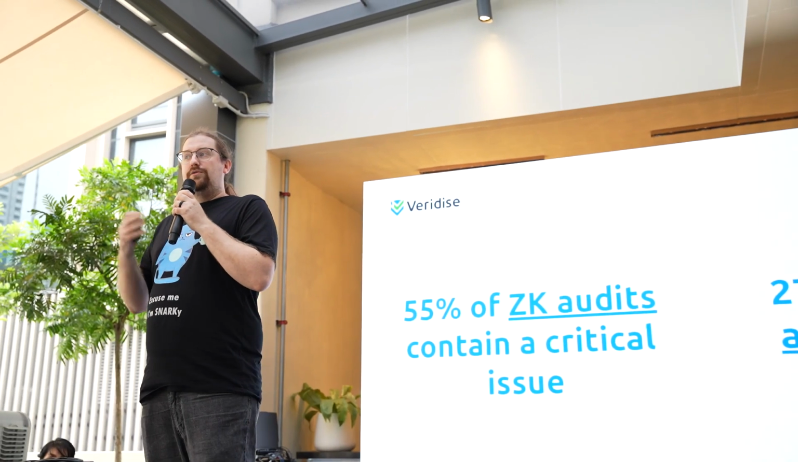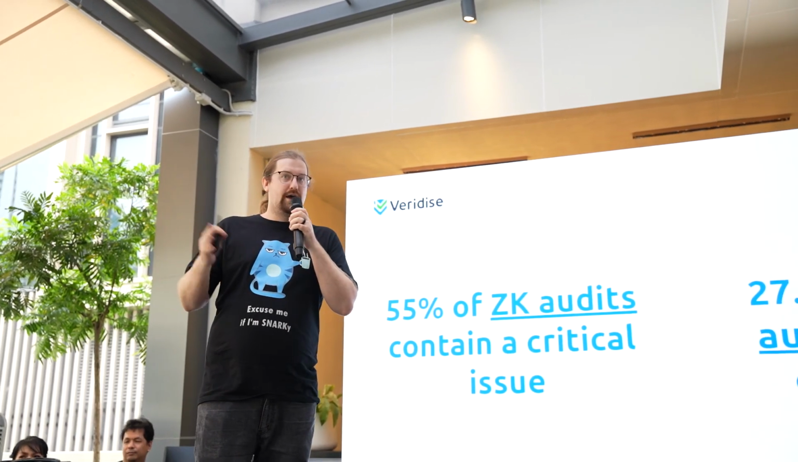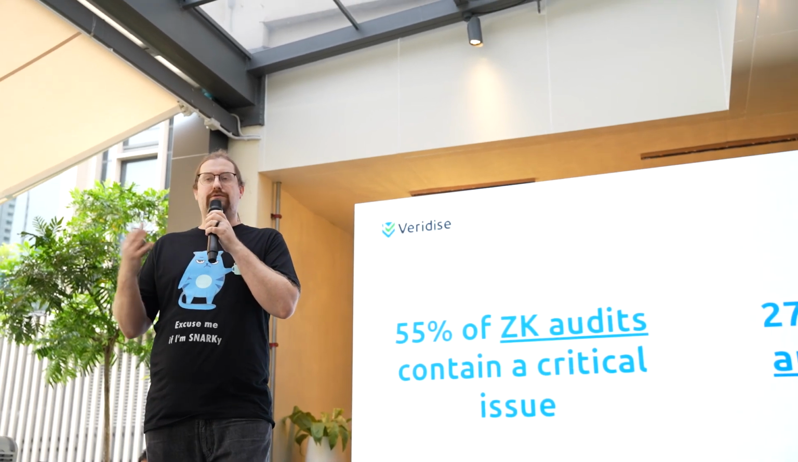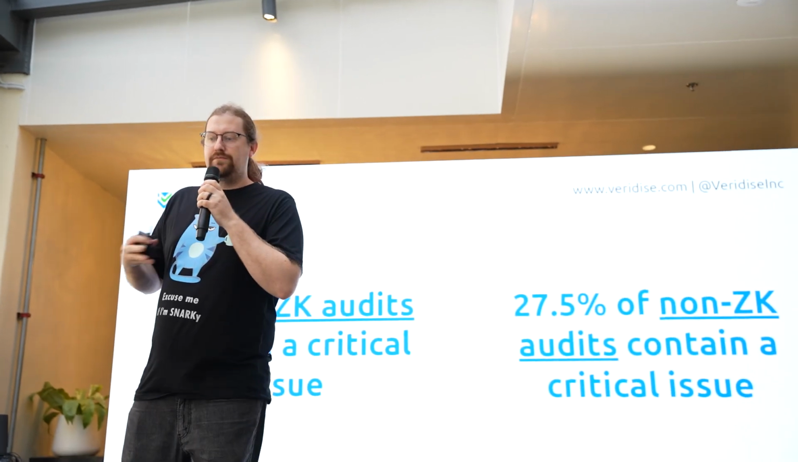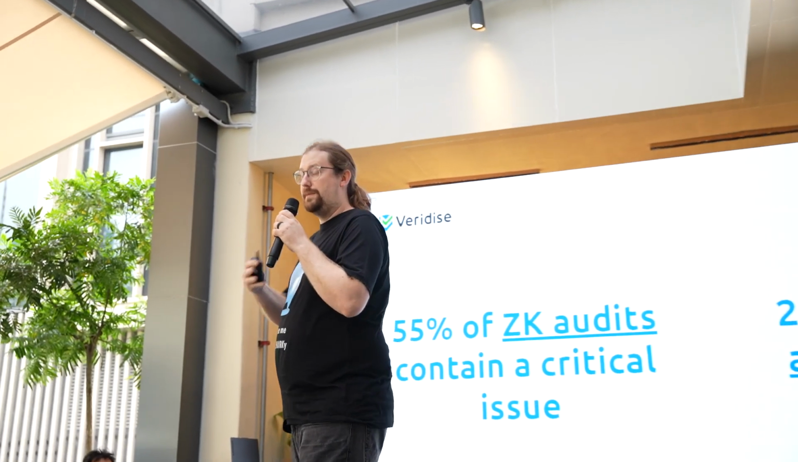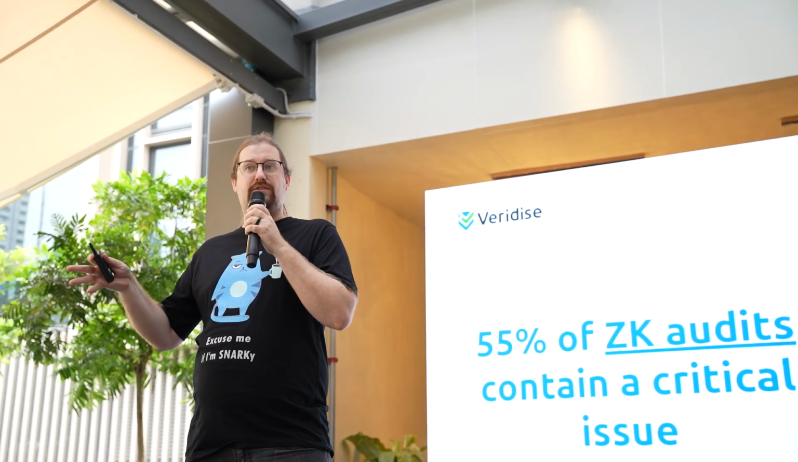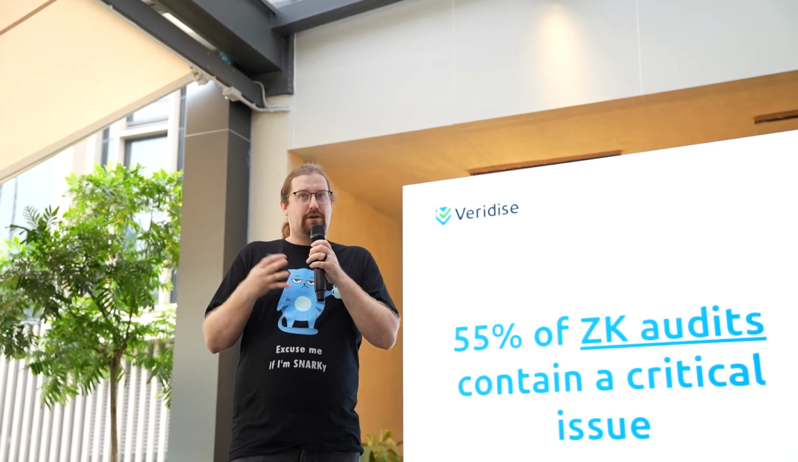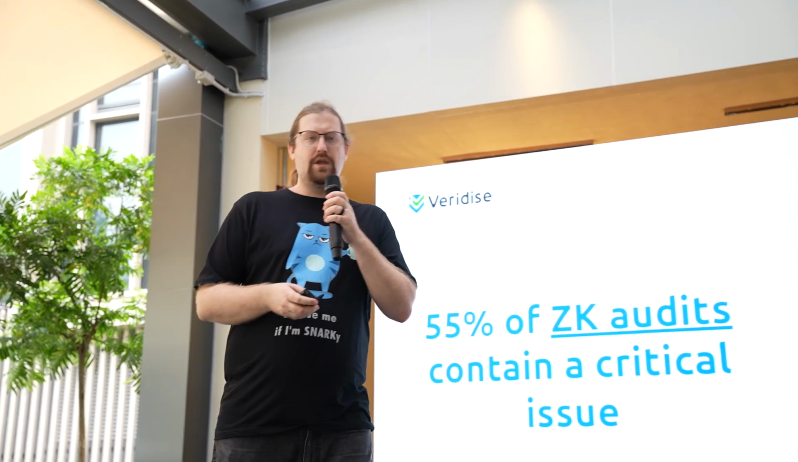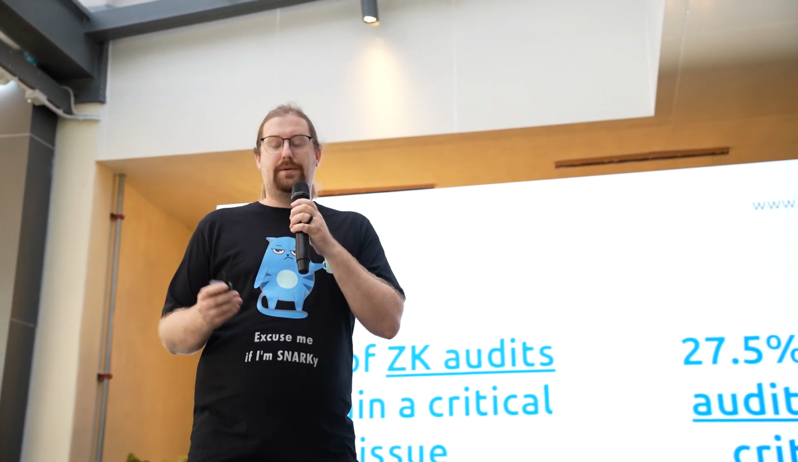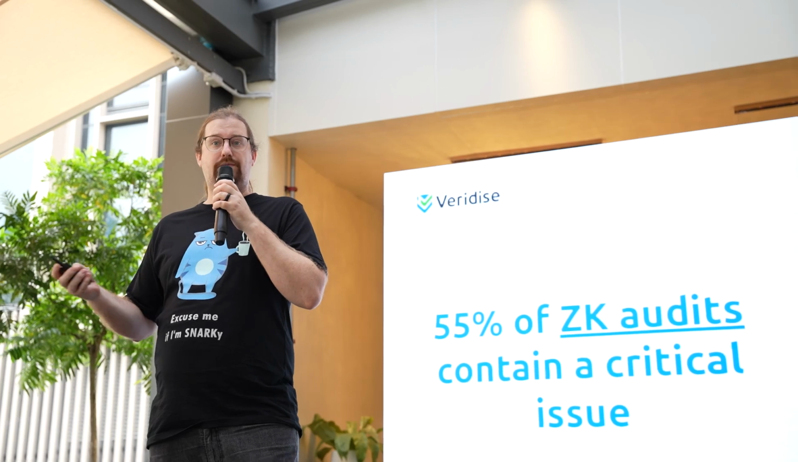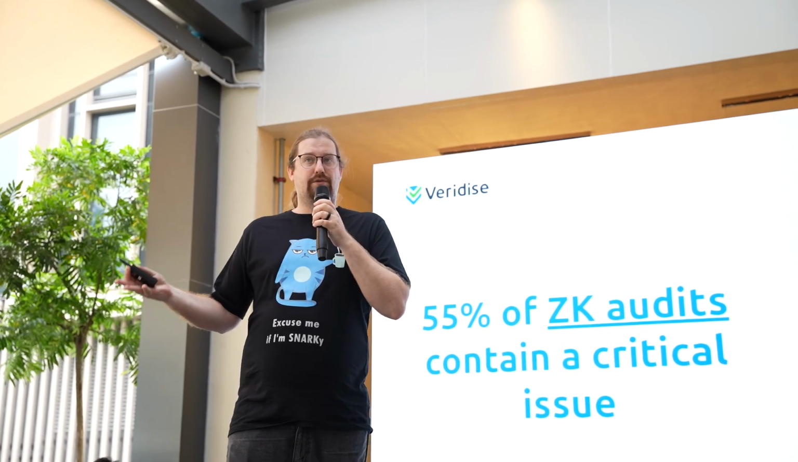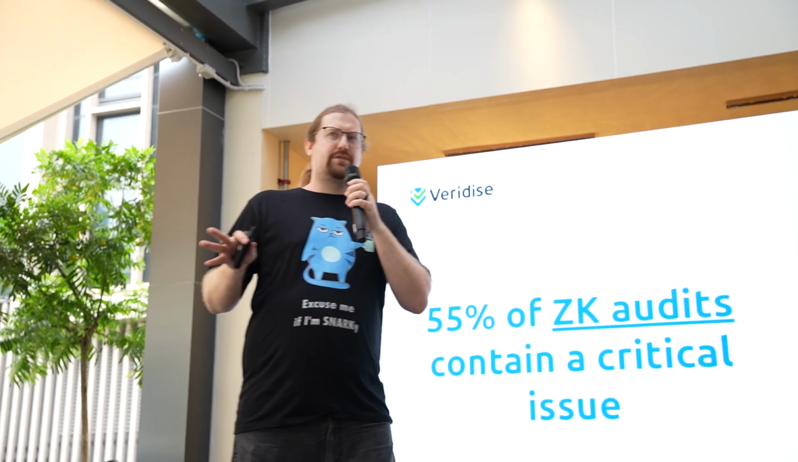If we compare that to non-ZK audits, so this would be infrastructure audits or smart contract audits, only about 27% of them have a critical issue. And so it's still about a quarter of the audits that we get in when it's non-ZK, which is still significant, but there is a reduction. And so the important fact here is that ZK audits or ZK protocols are about twice as likely to contain a critical issue. And that is very important. But we'll come back to that a little bit later.